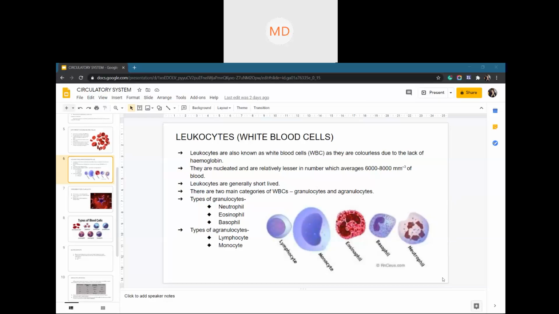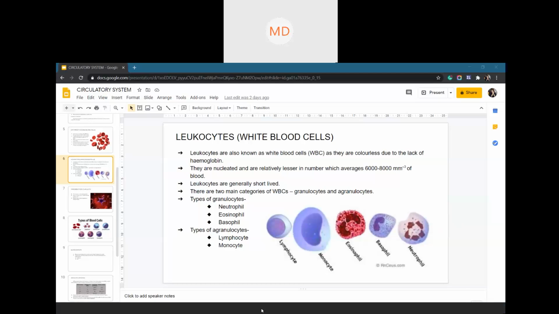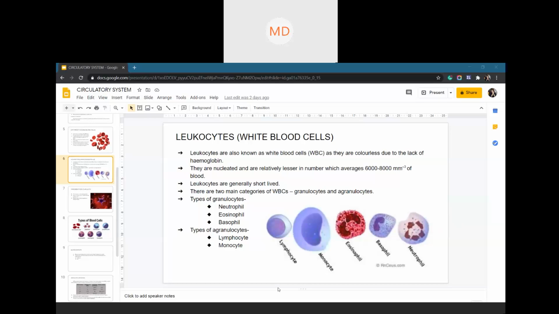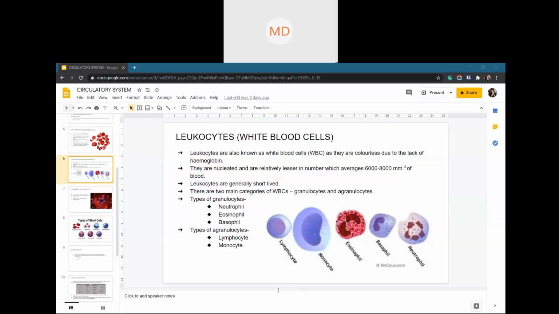It depends upon the presence or absence of granules. Granules, what are granules? Granules are small fragments, or small particles, that are present in the cytoplasm.